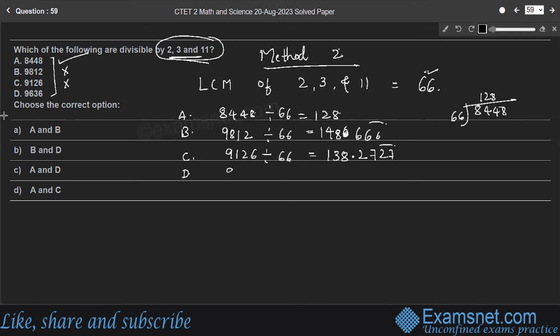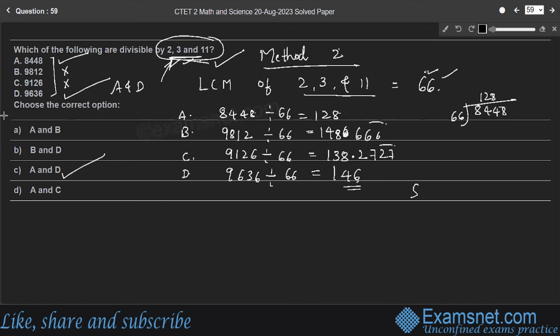So lastly, 9636, when it is divided by 66, you will get 146, a whole number. Therefore, 9636 is divisible by 2, 3 and 11. Right? So the only thing is you have to consider the LCM of 66. If the LCM divides the number, then automatically the three numbers divide it. Therefore, A and D are divisible by 2, 3 and 11. These numbers are in option C. Hence option C is the right answer.